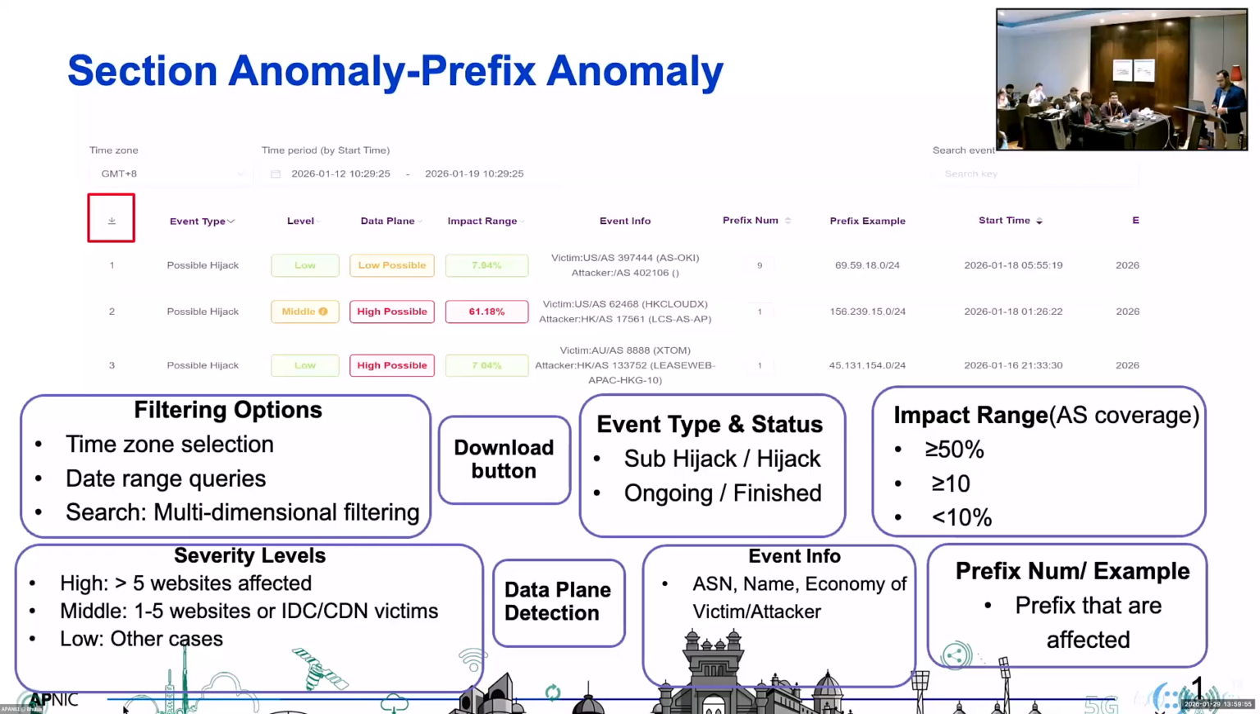So if you go to this page, you will see that these options are available here. And the severity levels, I already mentioned how it measures the severity levels. And there are data plane detections and event information, like when the event starts and when the event stops, and attacker AS and victim AS information you'll find here. And prefix number and example prefixes that are affected, like which prefixes are actually affected, you will get that information here.